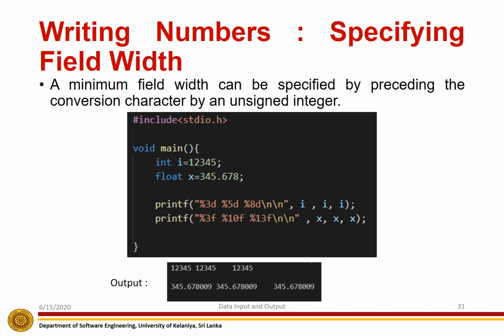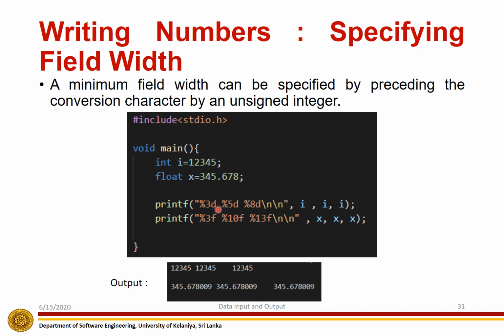Here, first I have declared and initialized two variables, int i equals 12345 and float x equals 345.678, and there are two printf functions. In the first line, it displays the decimal integer using three different minimum fields: 3 characters, 5 characters and 8 characters. Here are 2 newline characters for double space, you can see in the output.